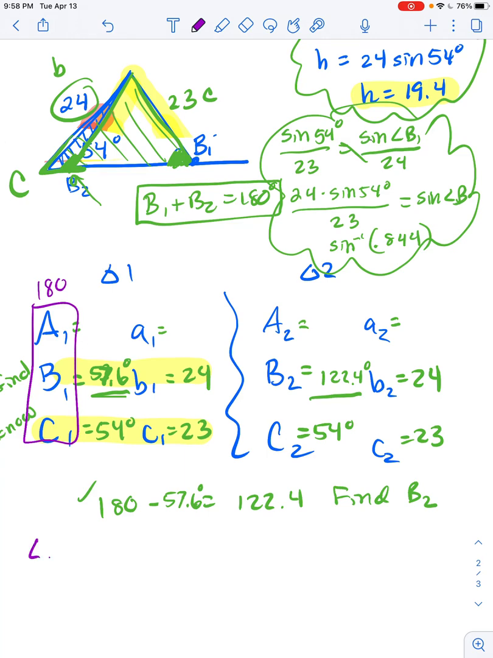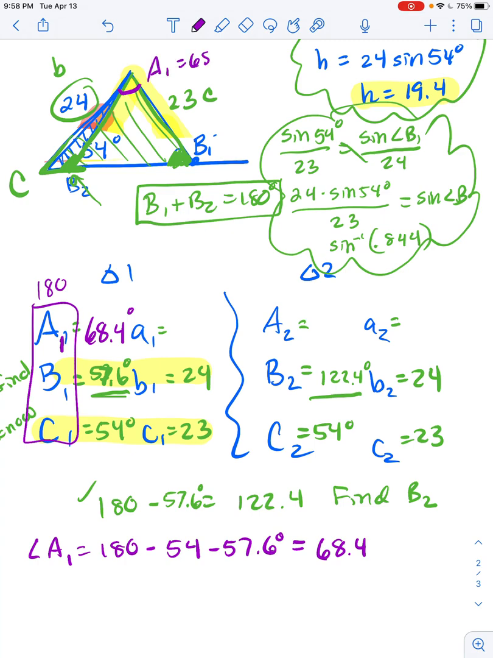So to find angle A, I'm going to be able to take 180. This is the first option right here. I'm going to take 180, which is the total for my triangle, minus the 54 I was given, minus the 57.6 that I found. And when I do that, I end up with a little something, 68.4. So that makes this 68.4. So at the top up here, my first option for A would be about 68.4 degrees. Seems reasonable.